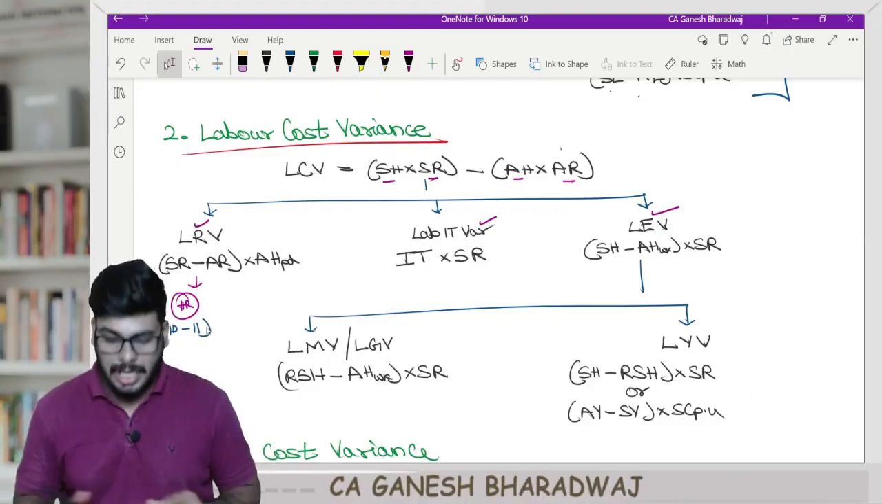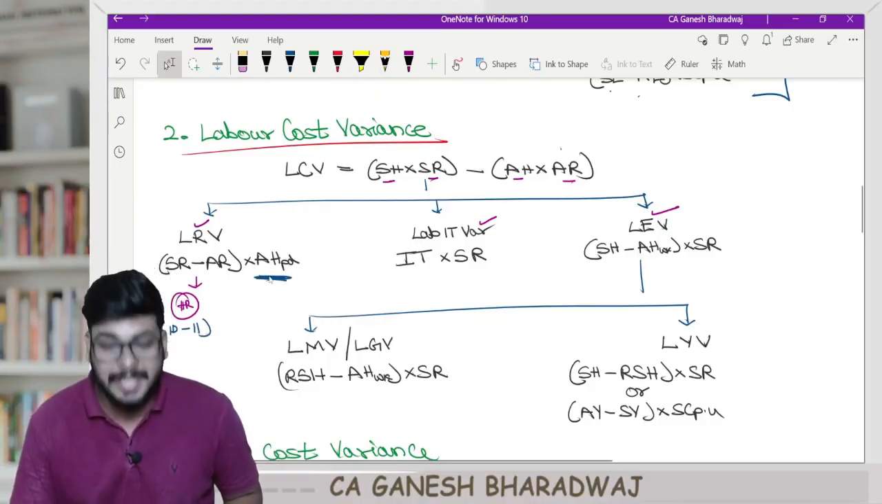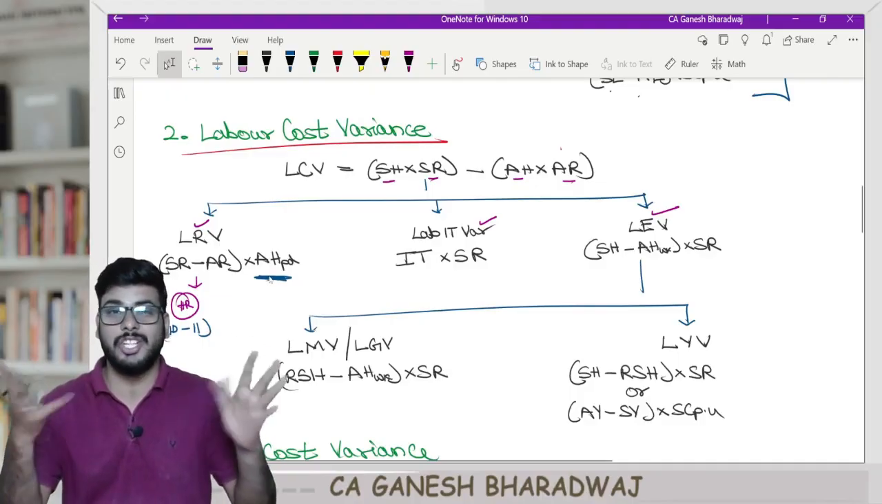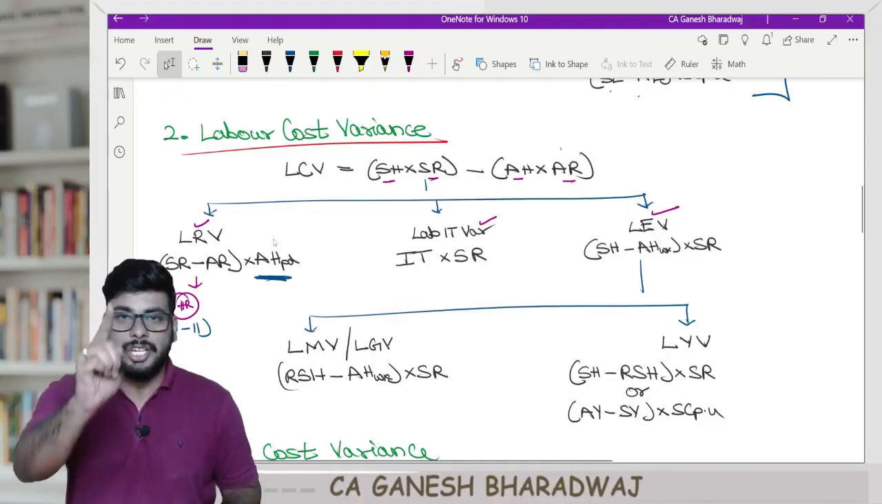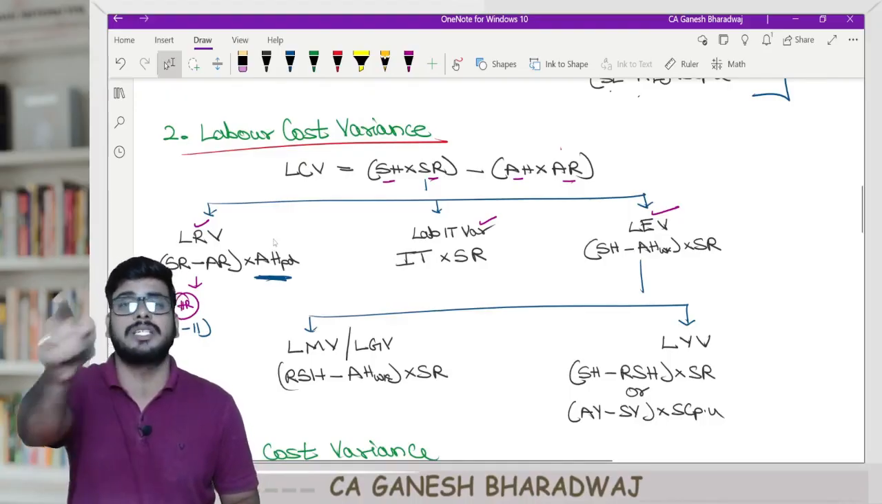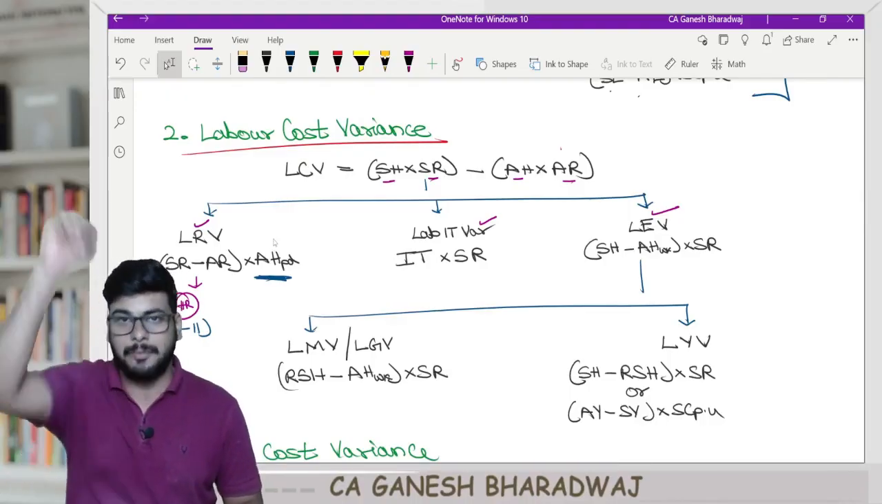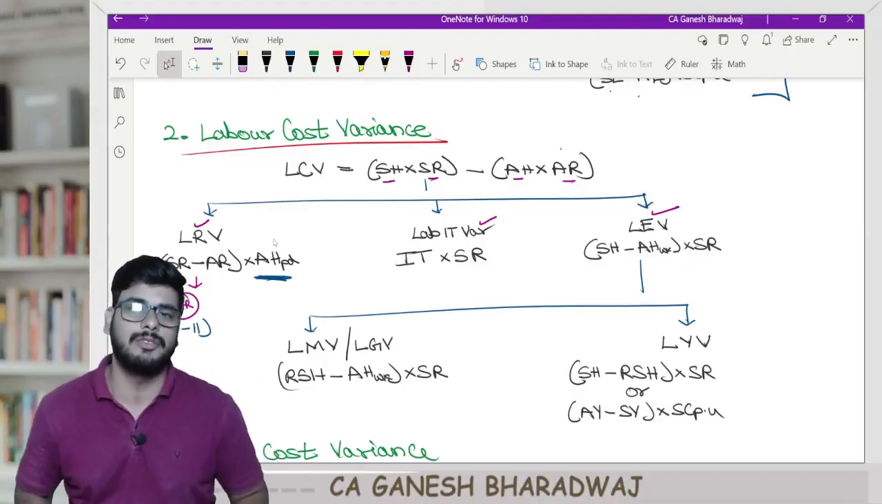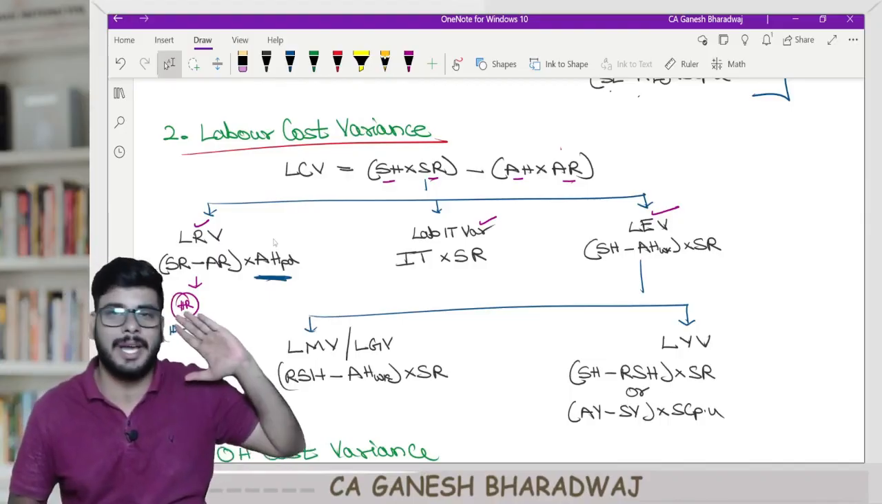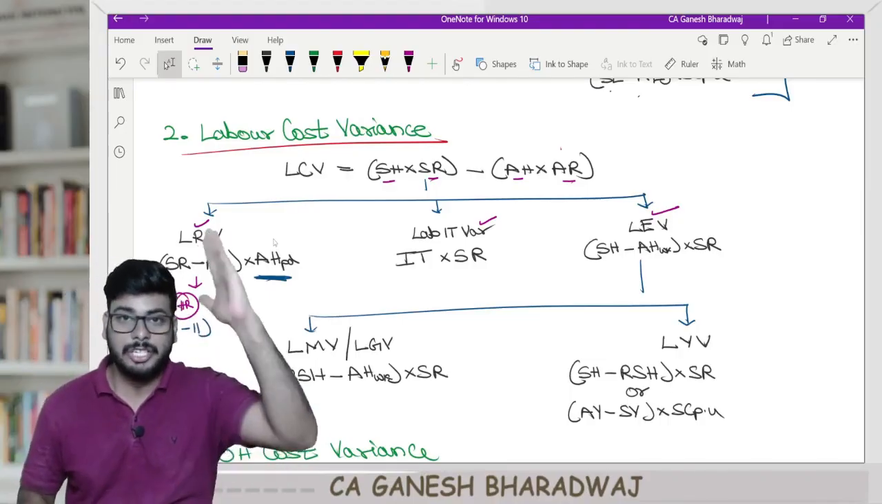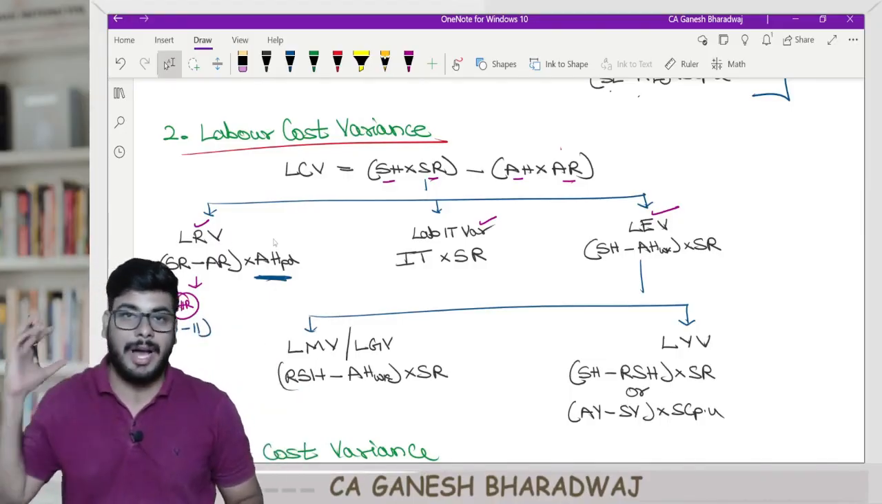Are you clear with this? Now, why do I multiply this with actual hours? Because this is not in the control of the HR manager. Who decides how many hours the workers need to spend in the factory? It is the production manager, because he makes them work. Are you clear with this? Similarly, there it was the purchase manager; here it is the HR manager. Are you clear with this, guys? The standard rate minus actual rate into actual hours paid.